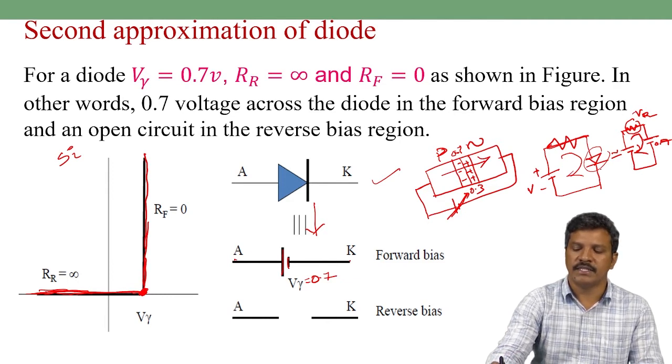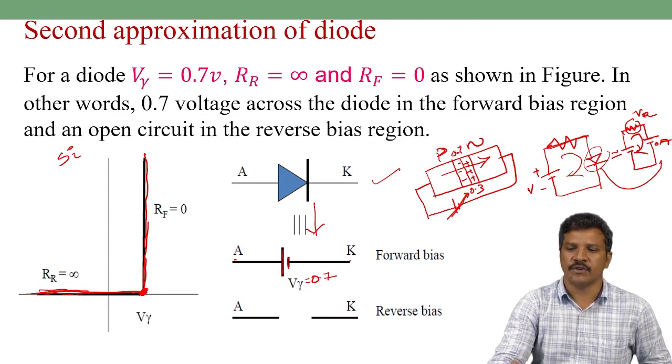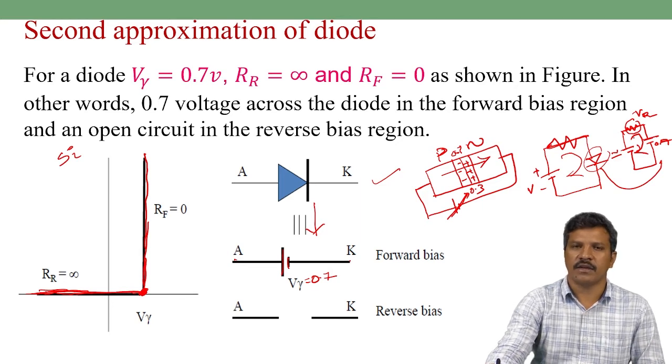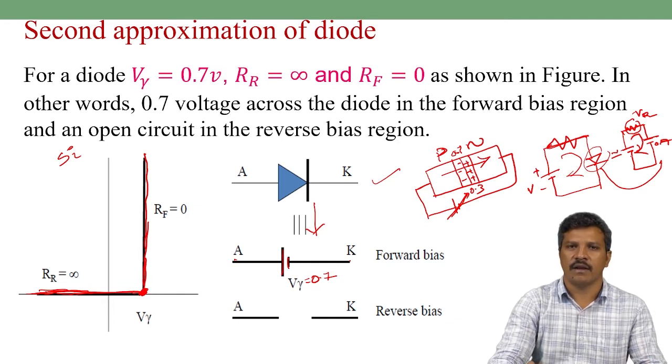It is somewhat difficult to analyze this mathematical equation in the network. So we replace this diode with the second approximation equivalent, with barrier voltage 0.7, so that we can apply Kirchhoff's voltage law and find the current flowing inside the circuit or the voltage across each element.